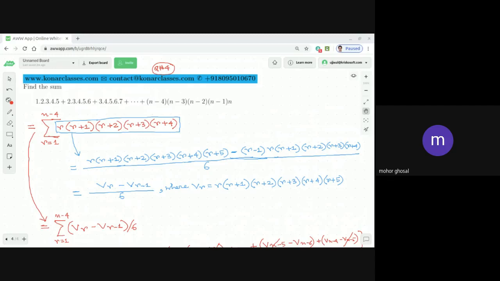The minimum non-negative values. Exactly. Find the minimum non-negative values of a, b, and c, given that the equation x power 4 plus a x cube plus b x square plus c x plus 1 equal to 0 has only real roots. Okay, so how to approach this problem, dear students? This problem will be more understandable if we approach it with the concept of the theory of equations.